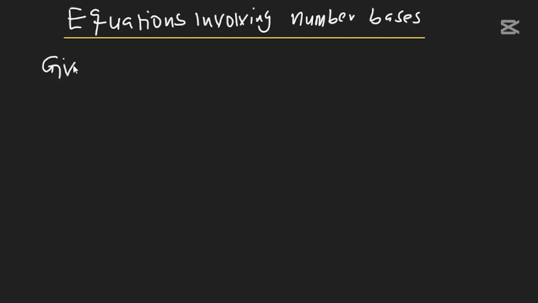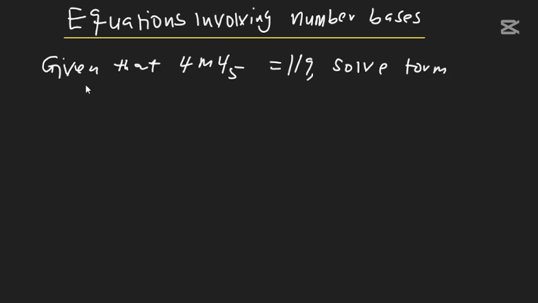Example, given that 4m4 base 5 is given as 119, solve for the value of m. So this is an equation. 4m4 base 5 is equal to 119. So here we have to express both sides to base 10 before we can solve for the value of m.